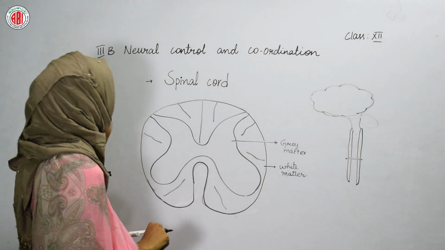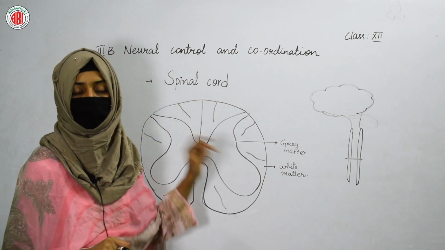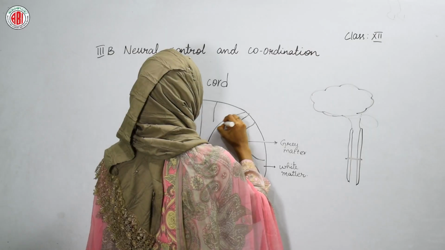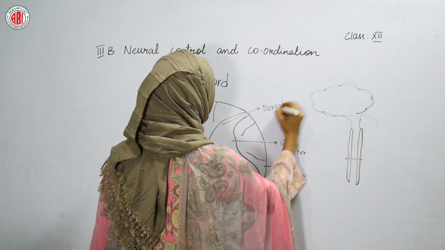Now, the spinal cord shows you 2 main sides. One is the ventral side and the other one is the dorsal side. The dorsal side of the spinal cord is termed the dorsal horn.